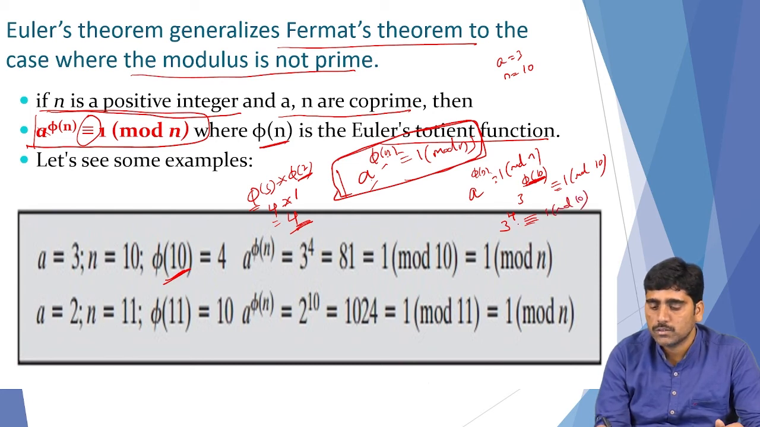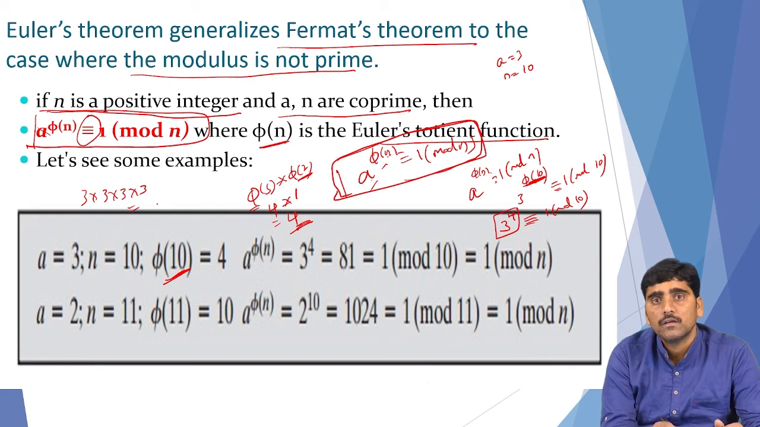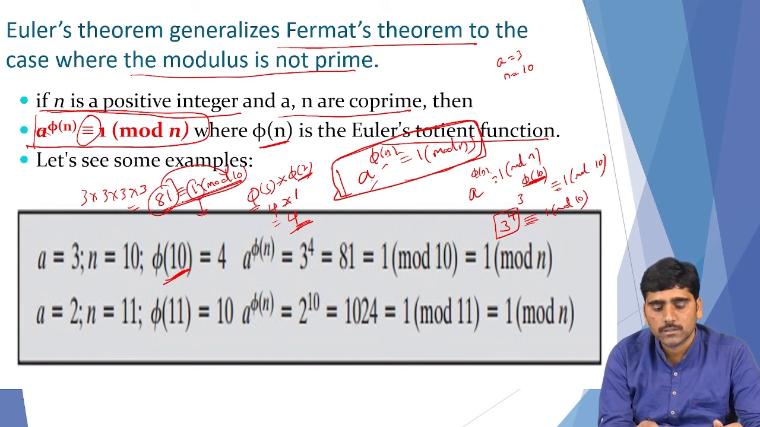And 3 power 4 value is what? 3 into 3 into 3 into 3, that is nothing but 3 3s are 9, 9 3s are 27, 27 3s are 81. So 81 is congruent to 1 mod 10. That means if you divide 81 by 10, you should get remainder 1. Yes, so that's why it's satisfied. So 81 equals 10 of 81, 10 of 80.